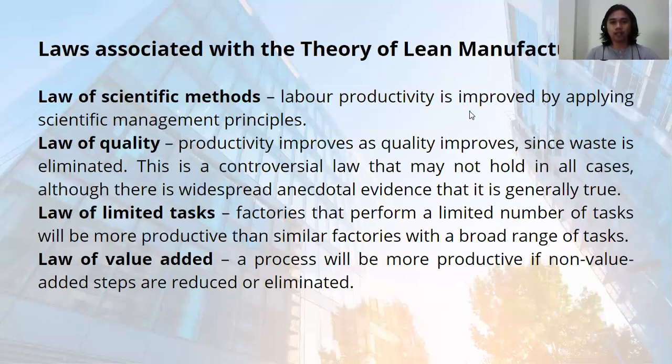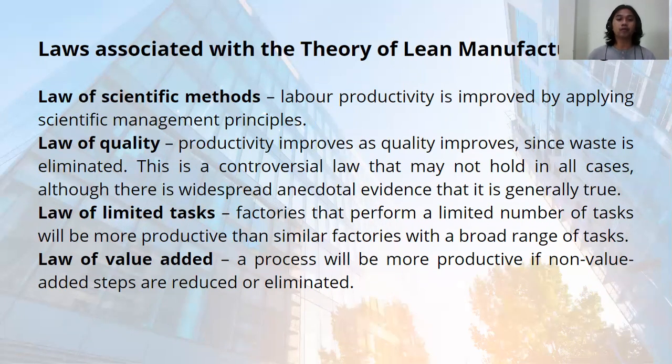So there are various laws associated with the theory of lean manufacturing. Okay, the first is the law of scientific method. Labor productivity is improved by applying scientific management principles. So it is best that we follow a scientific management principle or a standard operating procedure, because by research it has been proven to be effective to contribute to the production. It yields greater output, it yields high quality results.